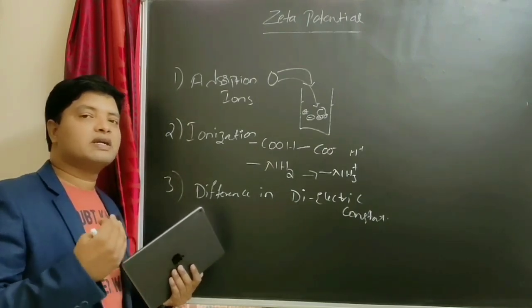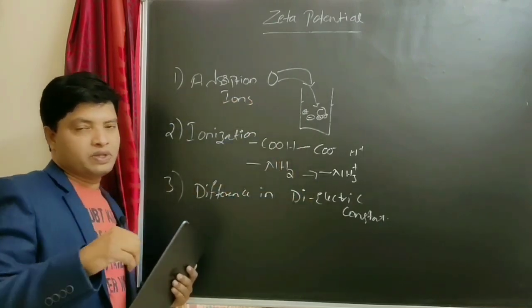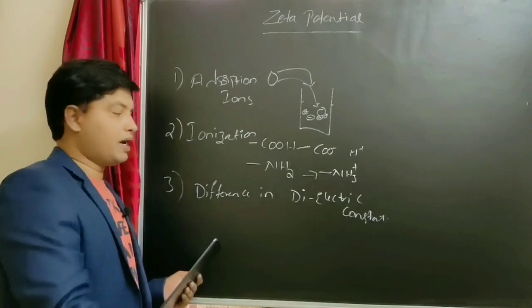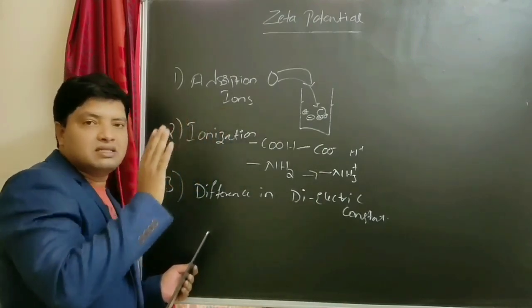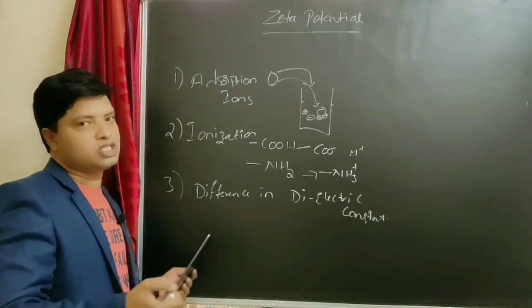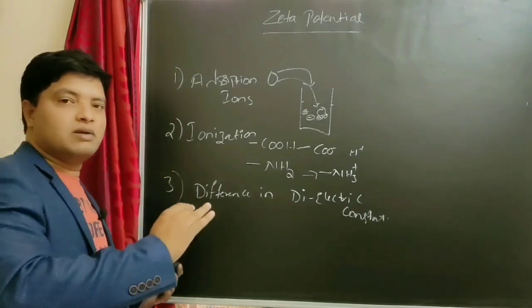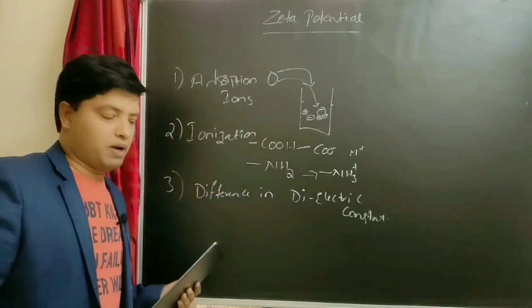This liquid will try to induce ionization on the particle. Okay, so charge is being induced on the particles. So this is how, in these three processes, our particle is going to get the charge. So when the particle gets the charge, next there will be a formation of electrical double layer, which we are going to see in the next part.